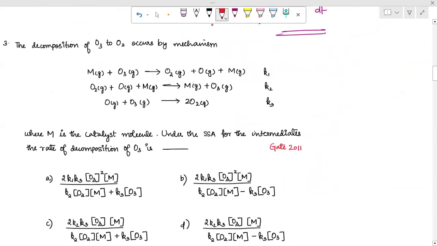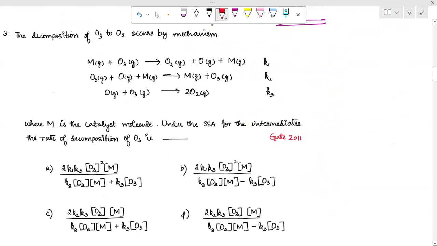Okay. Next question. The decomposition of O3 to O2 occurs by these mechanisms. For each of these mechanisms, they have given the rate constant. Now, if M is the catalyst under steady state approximation, you have to find the rate of decomposition of O3. So what is rate of decomposition of O3? It will be minus dO3 by dt is what you have to find, the expression.